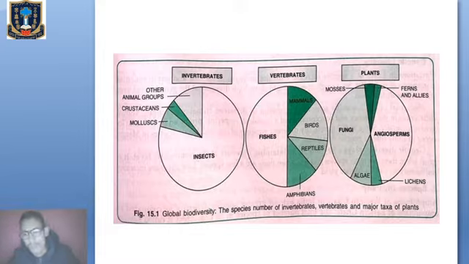Then in case of plants, we have fungi and angiosperms. Then we have algae, then mosses, ferns, and we have lichens also. So this way you have to remember the number of species of invertebrates, vertebrates and plants. In the examinations, the diagram will be given and you have to fill it up.